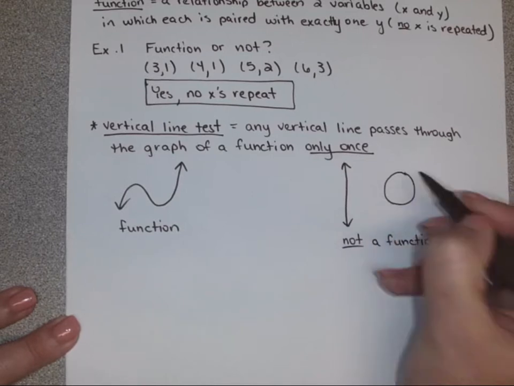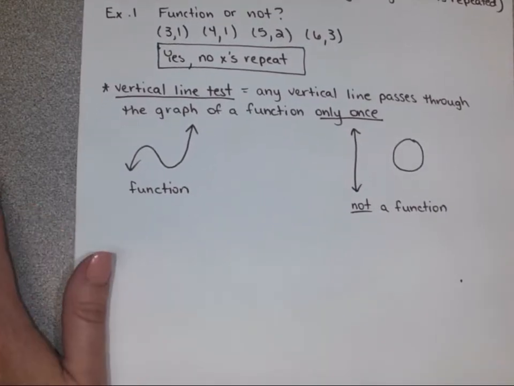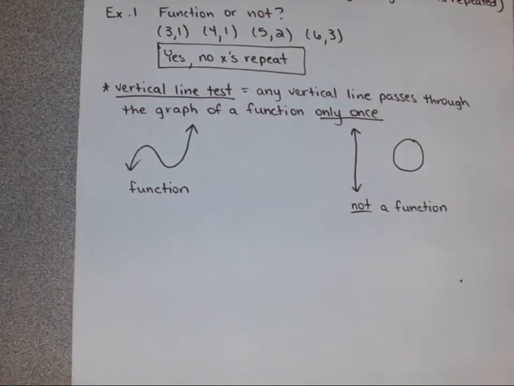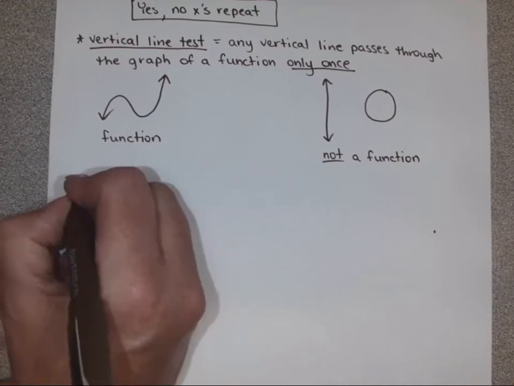Any sort of circle or oval shape would not be a function because how many times could a vertical line hit this graph? Up to 2 times, right? So it wouldn't be a function for that reason. The easiest homework questions you'll have on this section are literally just asking you, is this a function, yes or no? There'll be a multiple choice option for you to choose yes or no.